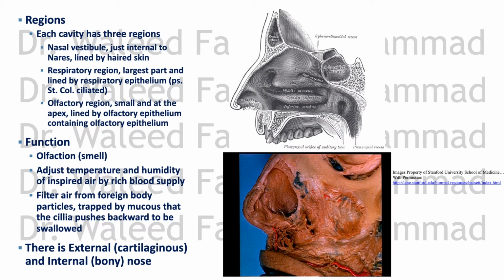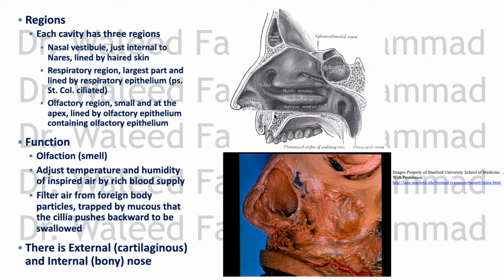Now, when you dissect the nose, you will be able to identify three main regions. Anterior region called the vestibule of the nose. It's shown here, by the way. The left side is being cut and the right side from the inside is showing. As you can see, it's lined by skin, hairy skin. This is called the vestibule of the nose.